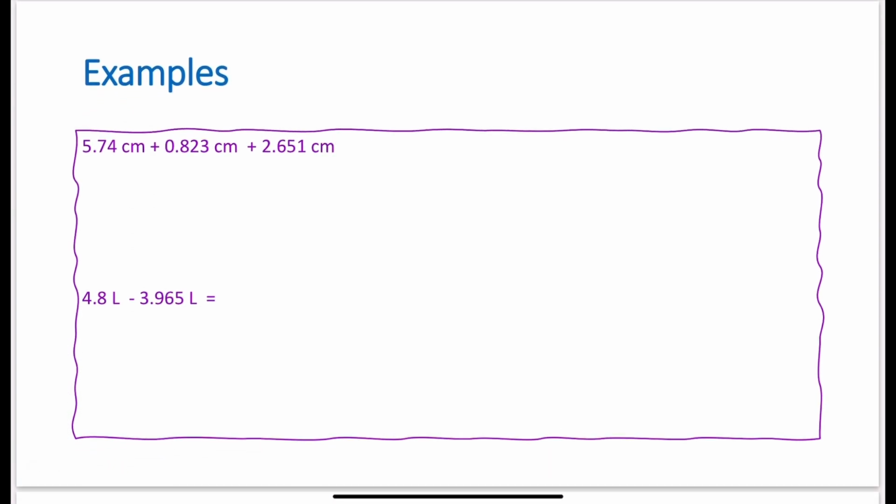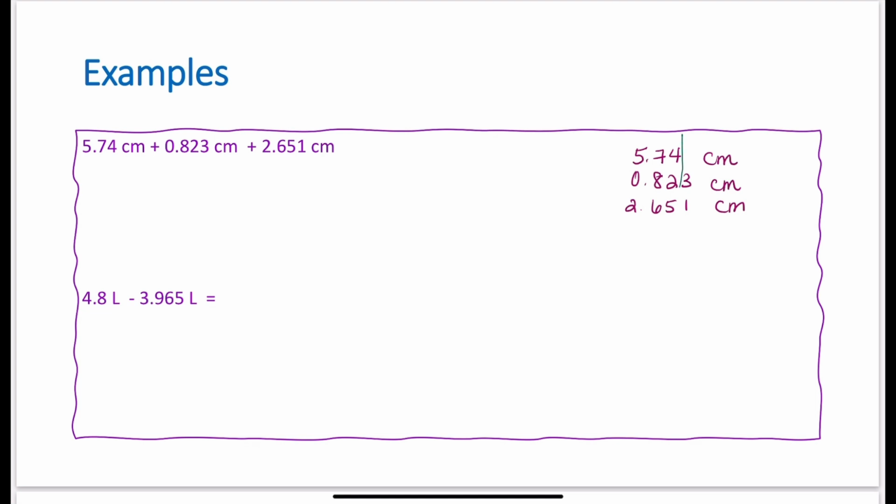What about this one? I have 5.74 centimeters plus 0.823 centimeters plus 2.651 centimeters. Again, a lot of students want to line up their numbers, and that is perfectly acceptable to do. I don't care what your preference is. Lining them up is just visibly harder for me to do. I'm not great at lining up my numbers, which is why I do it by counting decimal places. But if I line them up, I'd have 5.74, 0.823, and 2.651.